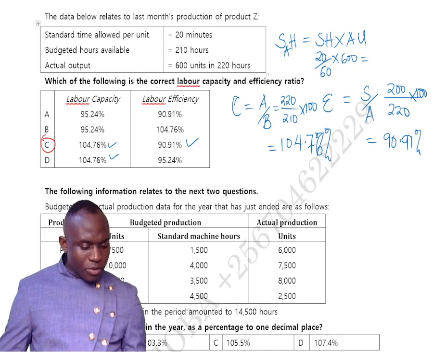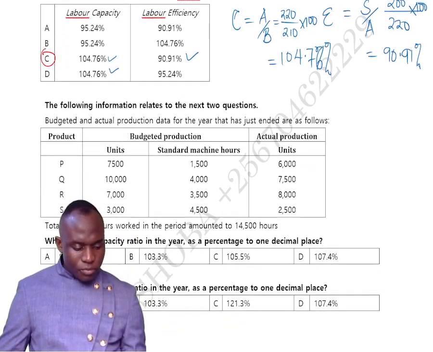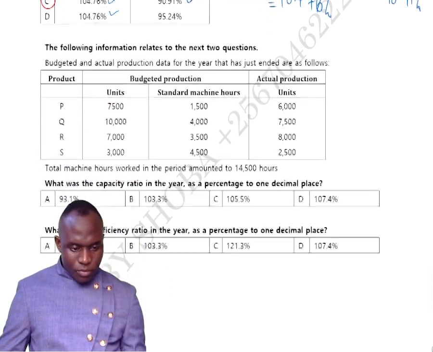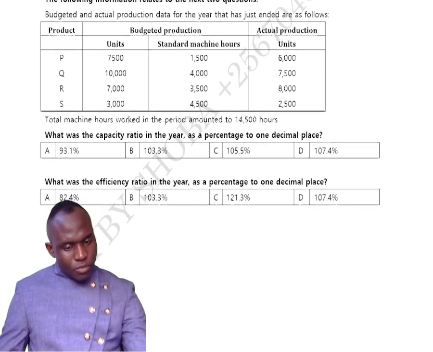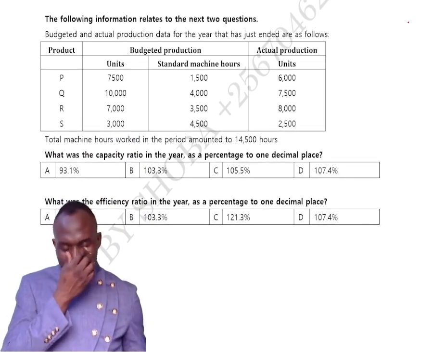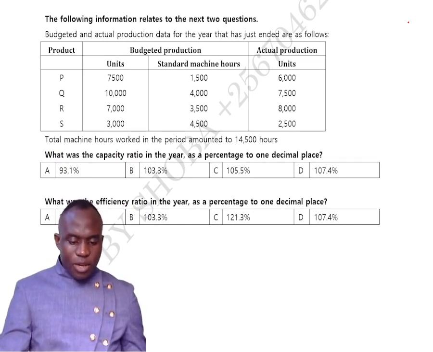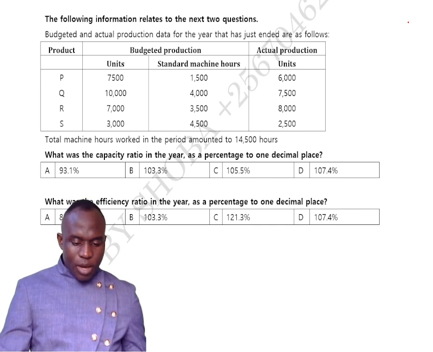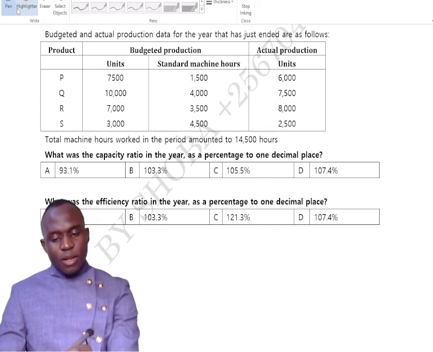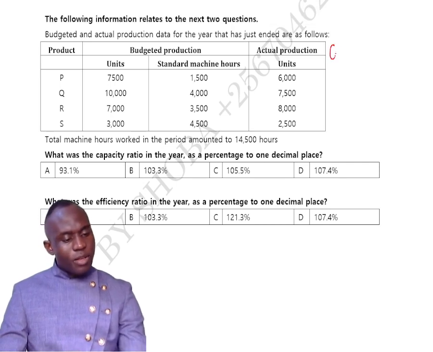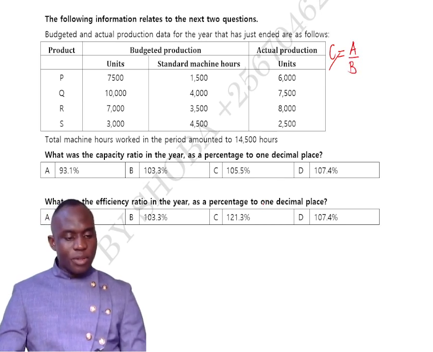We do the next question. So the following data relates to the next two questions. They have given us the data. They want us to calculate the capacity ratio as a percentage to one decimal place. And you see the important thing is formulas. So capacity is actual hours divided by budgeted. Okay. Now we read the question.